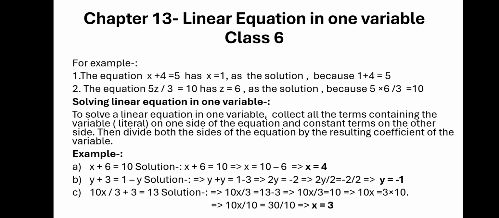Now see another example. 10x upon 3 plus 3 equal to 13. Solution of that, it implies 10x upon 3 equal to 13 minus 3. So 10x upon 3 equal to 10. So 10x is equal to 3 into 10, that is 30. So 10x upon 10 equal to 30 upon 10, and that gives you x equal to 3 as the solution of this equation.